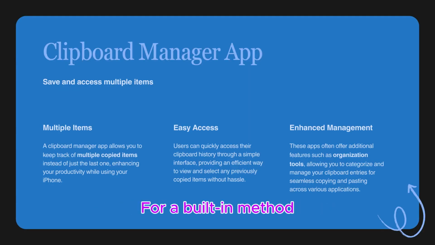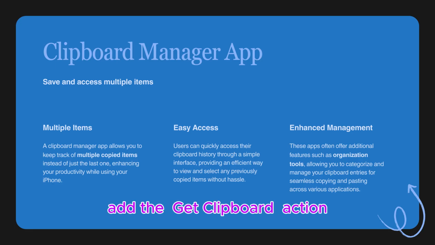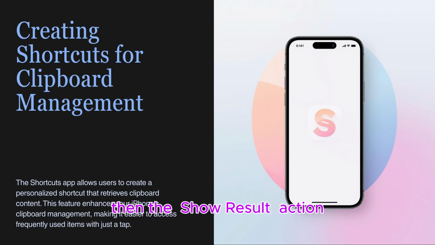For a built-in method, use the Shortcuts app, create a new shortcut, add the Get Clipboard action, then the Show Result action. Run this shortcut to see your current clipboard content.